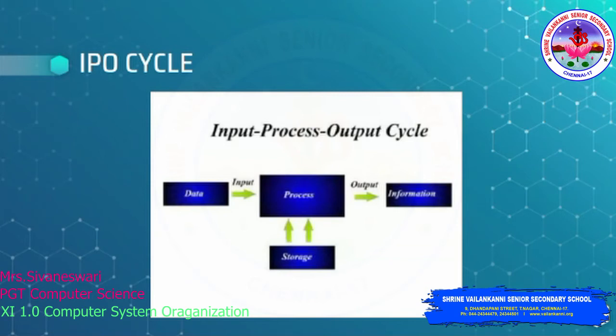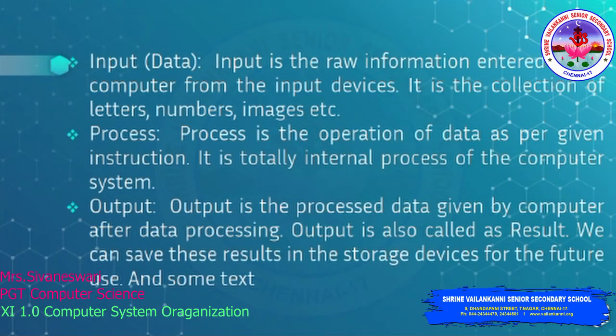So now, IPO cycle, that is input, process, output, cycle. Yes? So, what do you mean by input, process and output? Input is the raw information entered into a computer from the input devices. It is a collection of letters, numbers, images, which is unprocessed. So now the process. It is the operation of data as per given instruction. It is totally internal process of the computer system.